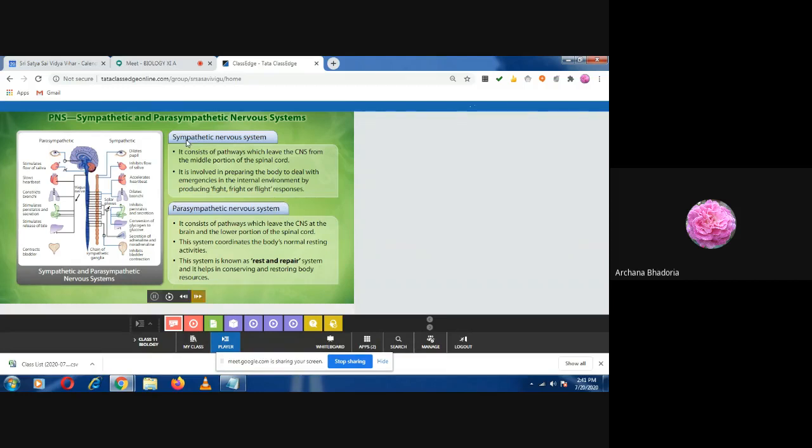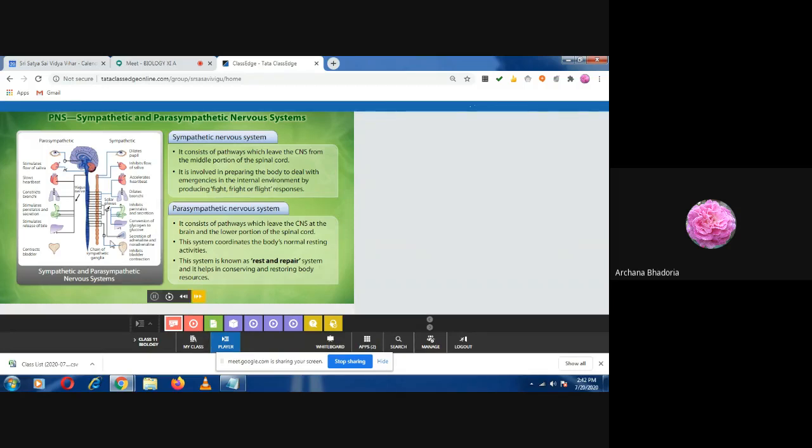Now try to see here where these nerves are going. The nerves are going to the eyes. Then nerves are going to the salivary gland. Then one nerve is going to the heart. Another one going to the lungs. Then can you see here going to the stomach? Then liver. And this one is your adrenal gland, and this is your urinary bladder.